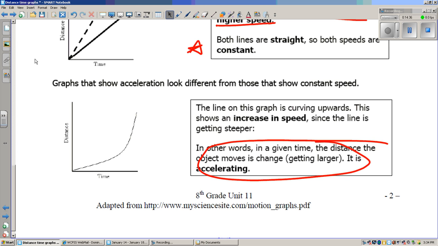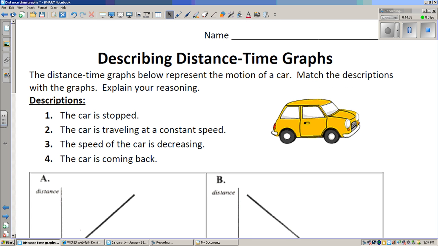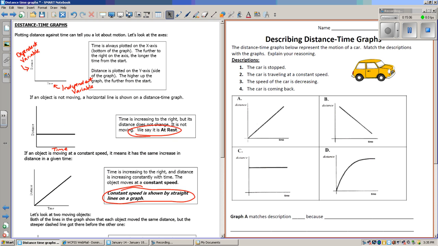All right, keep these things in mind as we continue on through this packet. All right, the next page, we are going to look at some distance-time graphs, as we did in today's class, that represent the motion of a car. We're going to match the descriptions with the graphs, and we're going to be sure to explain our reasoning. All right, so let's start. I'm actually going to split the screen so we can have our notes up on the left side and relate them to the right, just in case we need to.